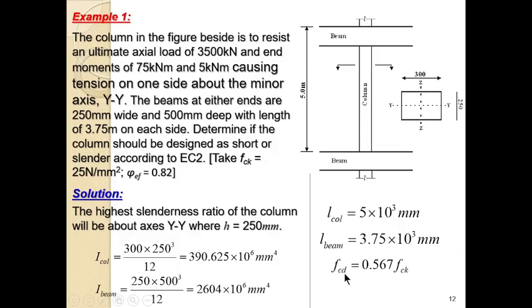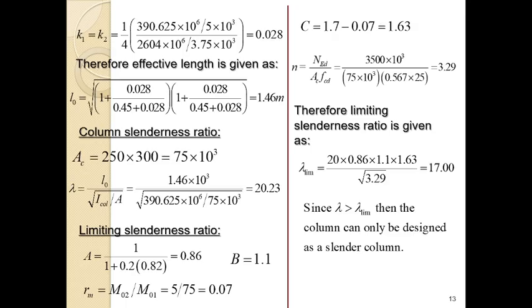Then the design fcd is the design concrete strength, which is obtained if we multiply this factor of safety 0.567 by the characteristic cylindrical strength of concrete. Once you do that, it will give you the design concrete strength.